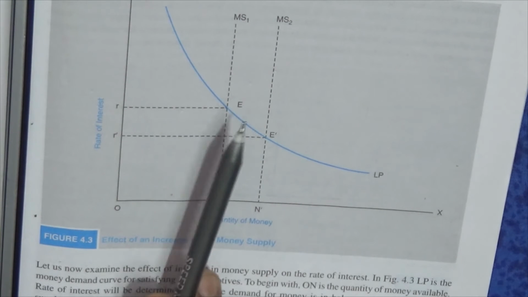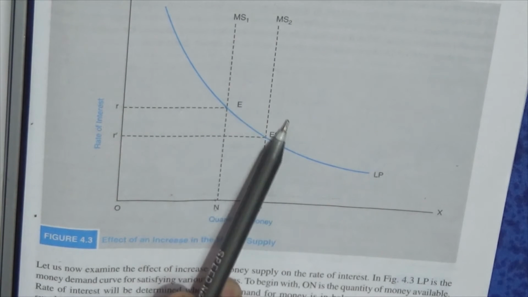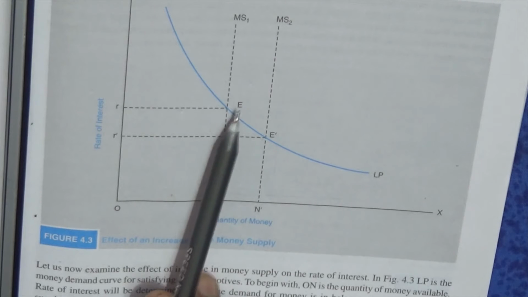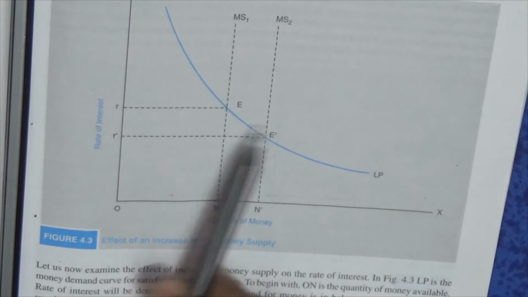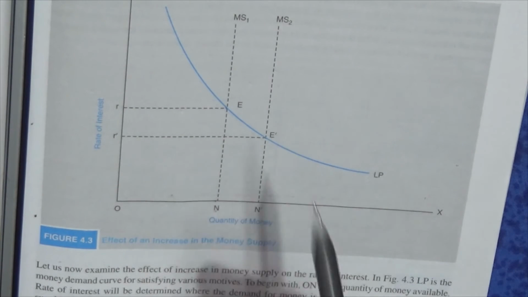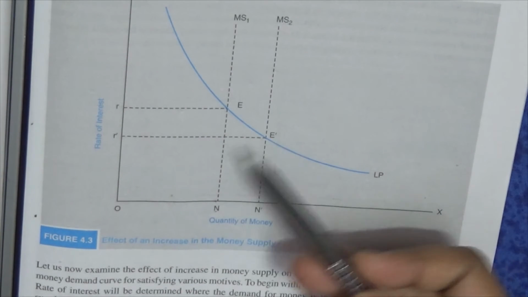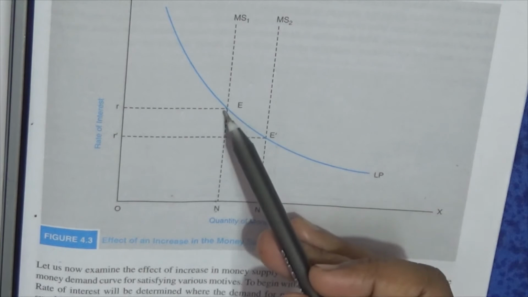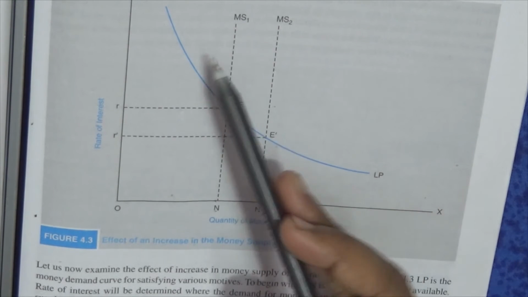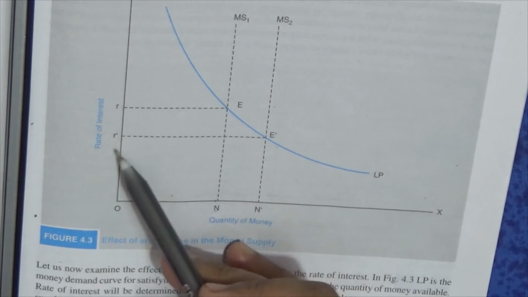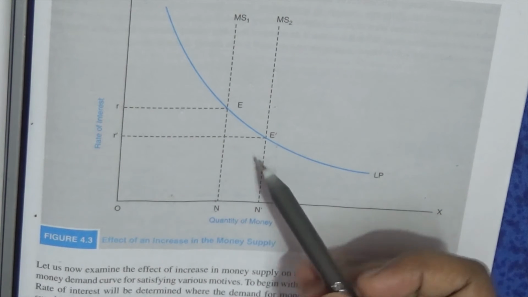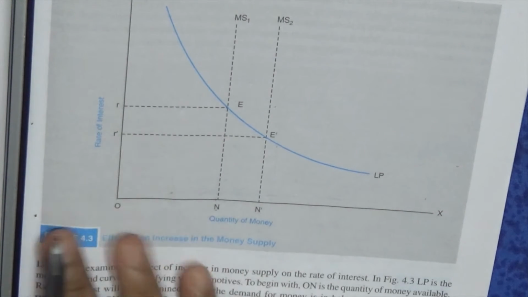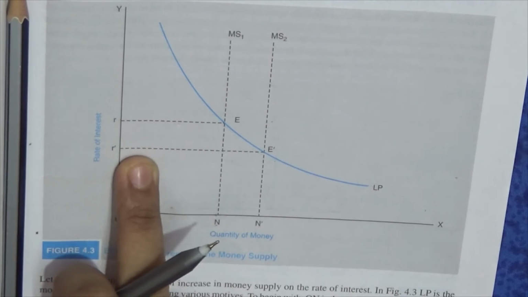What do they do? They buy securities from the open market, which helps in increasing the money supply. So through the open market, the central bank buys securities and provides money in the market. In this way the money supply is increased, and hence we can see what happens once it is increased. When MS1 goes to MS2, the rate of interest is decreasing. Now we are going to see how the rate of interest is decreasing, from R to R dash.